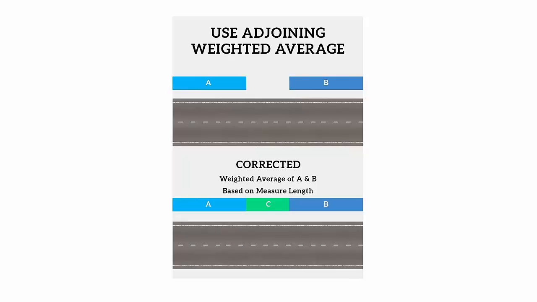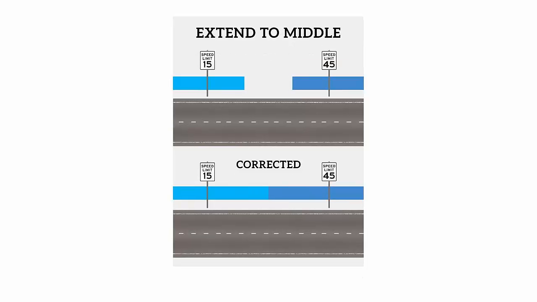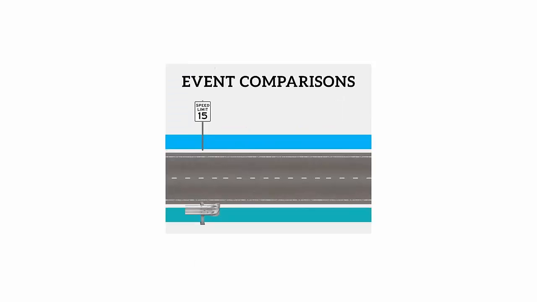Use adjoining weighted average. There's a bunch of these, I'm telling you. Use adjoining weighted average is similar to the previous one, except it will take into consideration the length of the event record on either side of the gap and weight the value based on which record is longer. The next one is extend to middle, in which case it just takes the record before the gap and after the gap and moves them both to the middle.